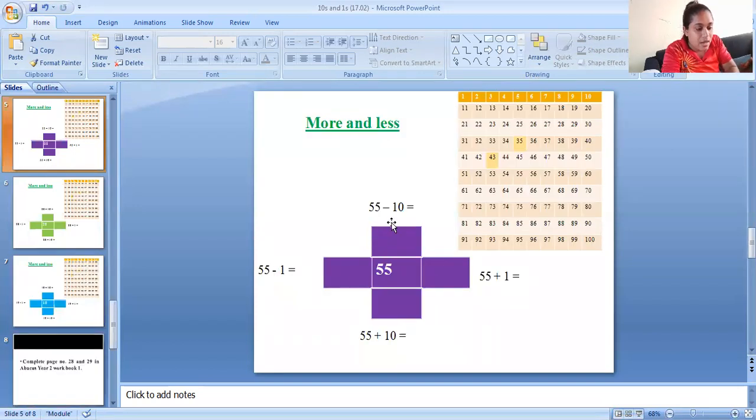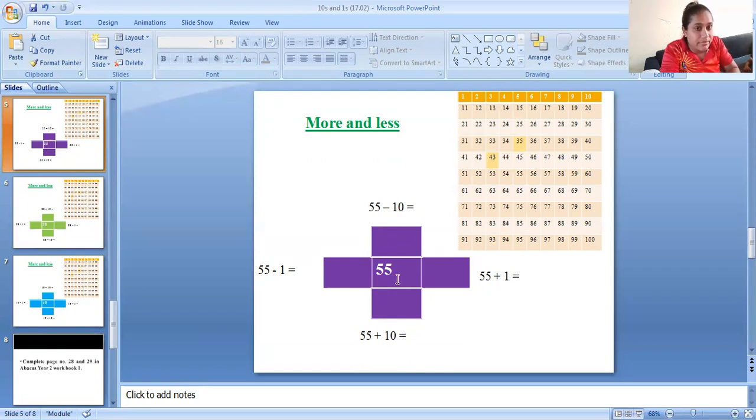Here it is, more and less. Here we are going to find the numbers: what is more than a given number or what is less than the given number. Here I have got 55. Now I am going to find 10 less than 55, 10 more than 55, and 1 less than 55 as well as 1 more than 55. Let's see how we are going to do this.